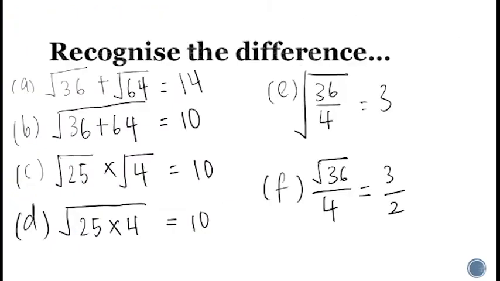Be careful about the difference in question format. Root 36 plus root 64 is different from root of 36 plus 64, which is root 100, giving you 10. Root 36 plus root 64 gives you 6 plus 8, which is 14. Recognize the difference for the rest of the two examples, C, D, and E, F.